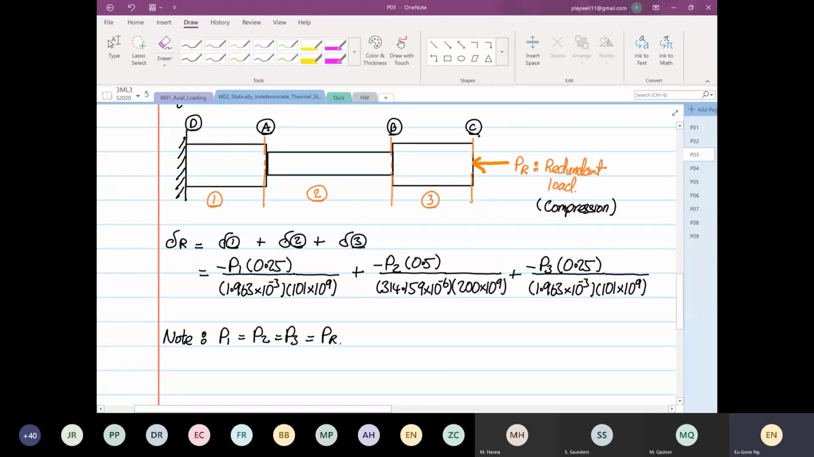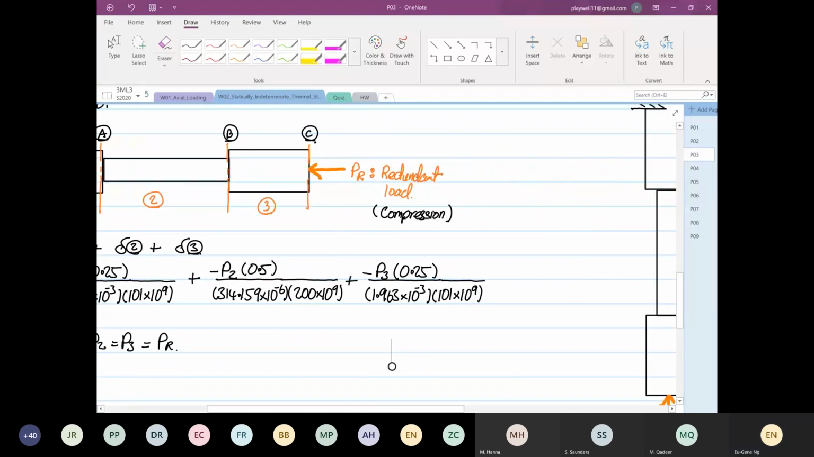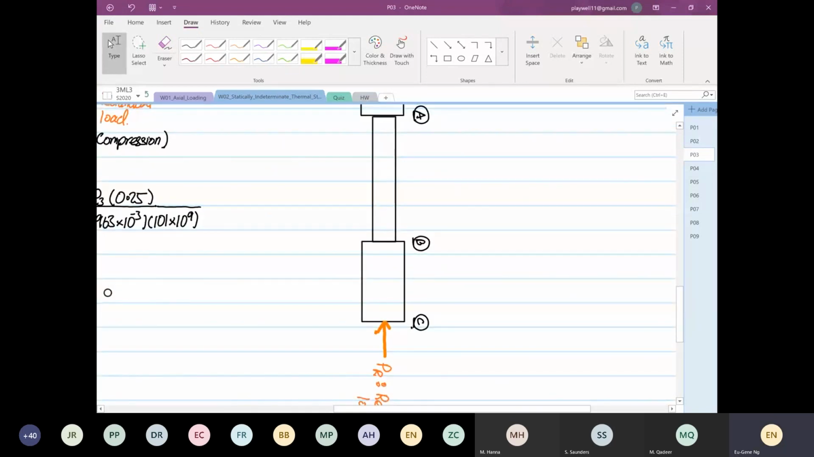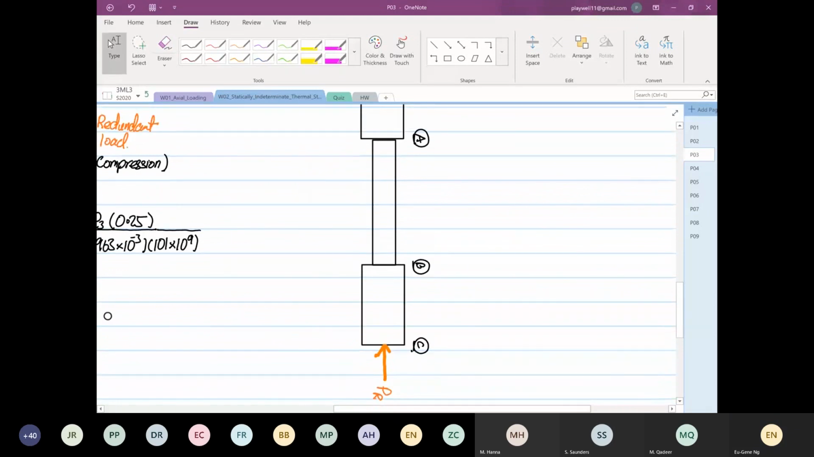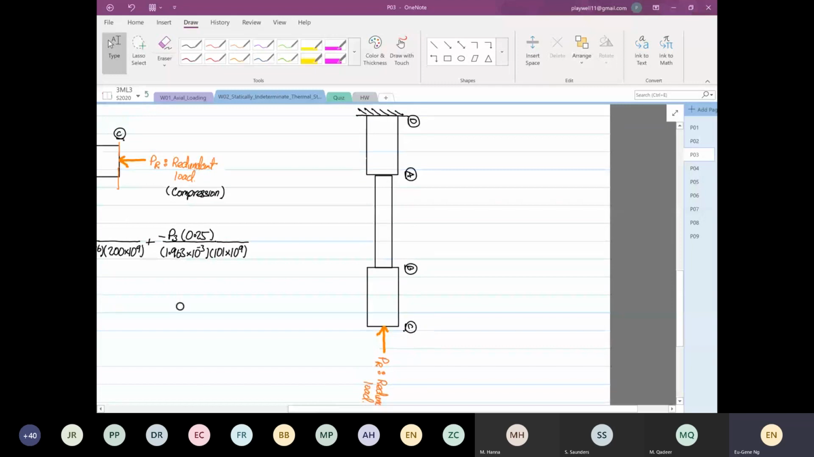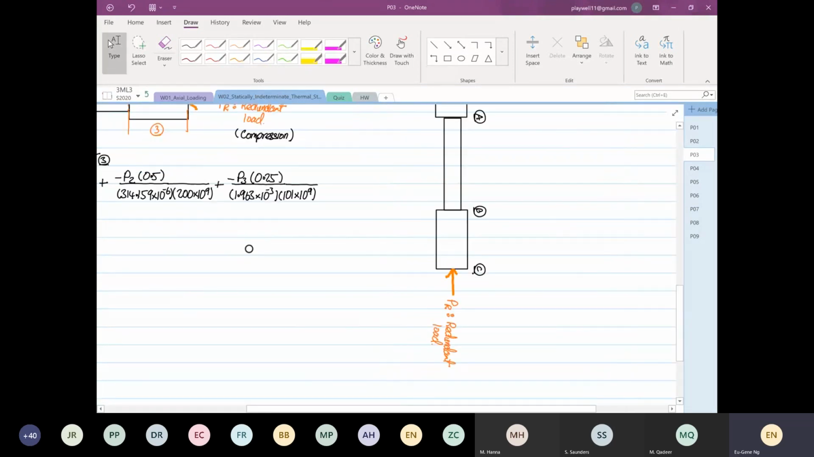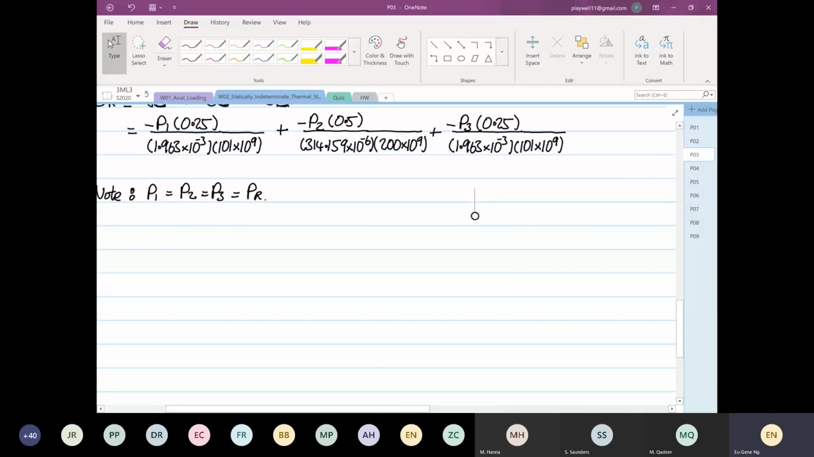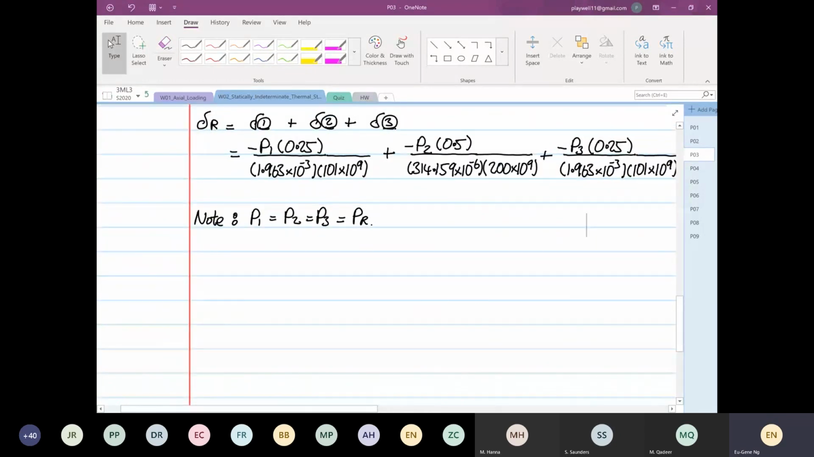Does that make sense? Yes or no? Right? Because BC is going to feel PR. AB is also going to feel PR. And then finally, DA, all of them are going to feel PR. So it makes sense, right? P1 is the load applied at section 1, P2 is the load applied at section 2, P3 is the load applied at section 3. All of them will be felt, and the magnitude is going to be equal to PR. So when you substitute everything in, the deflection due to the redundant load.